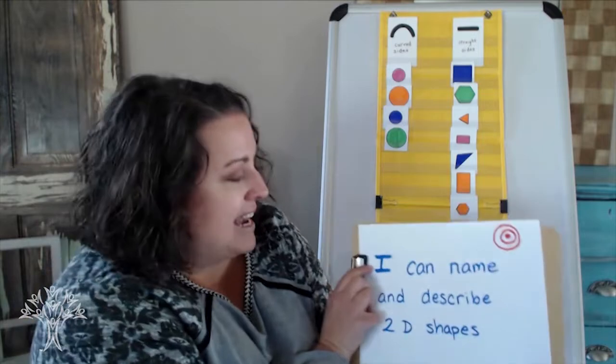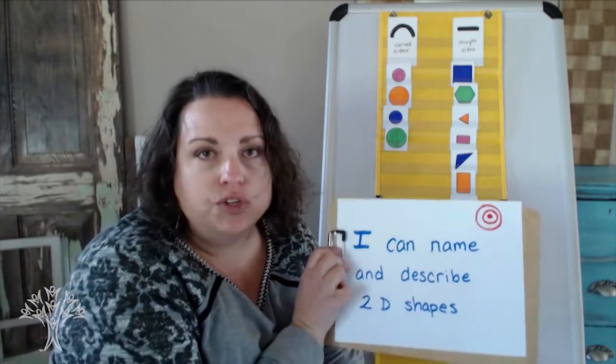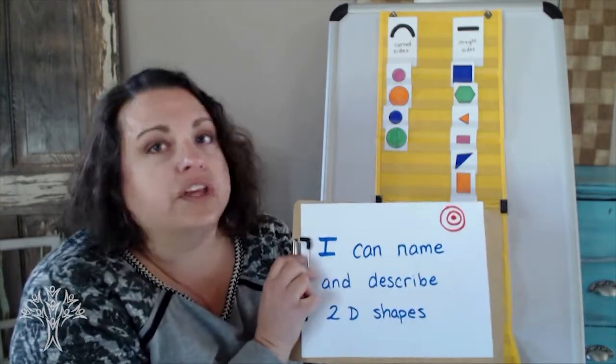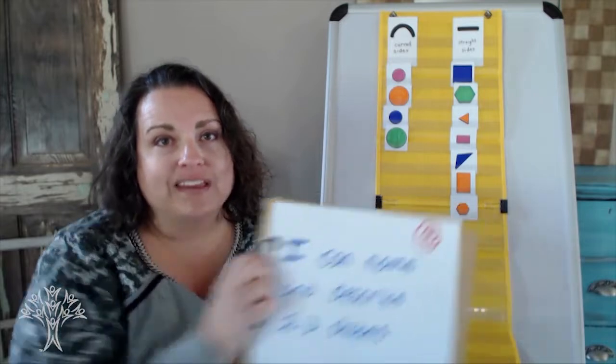So today our learning target with our kindergartners was I can name and describe 2D shapes. This is something that you can help your child with at home. So for your kindergartners, one of the things you can do is just say a shape and have your child draw the shape. You can use pencil and paper, or if you want to get really creative, you can use shaving cream on a table and they can use that to draw their shape.